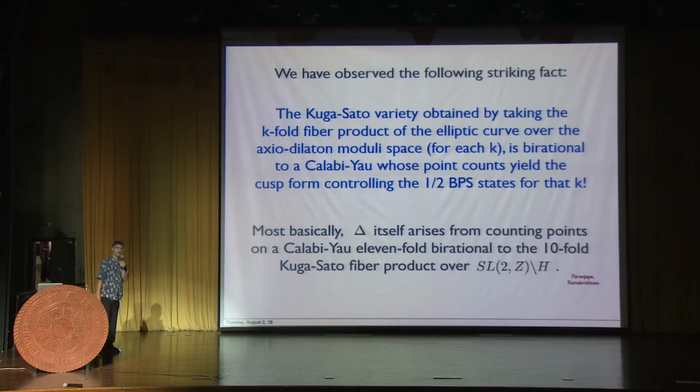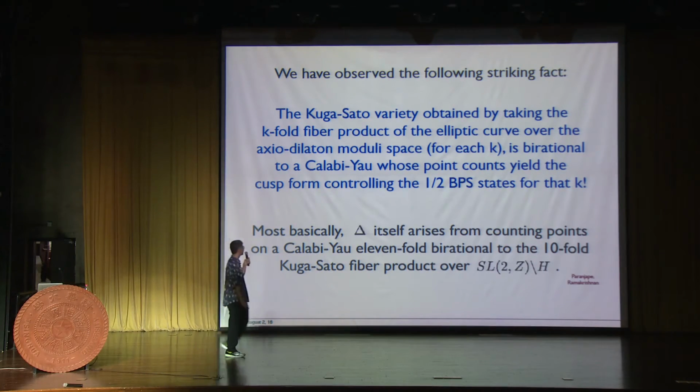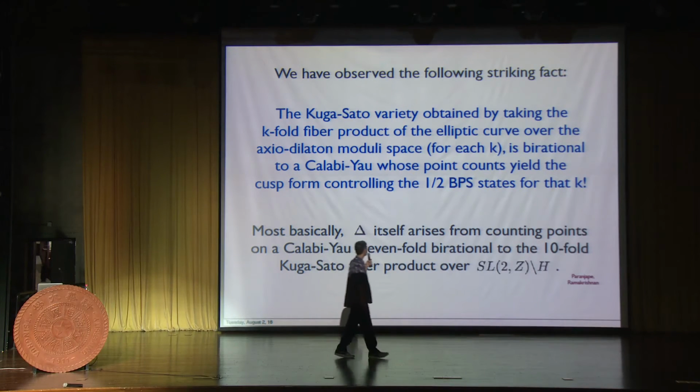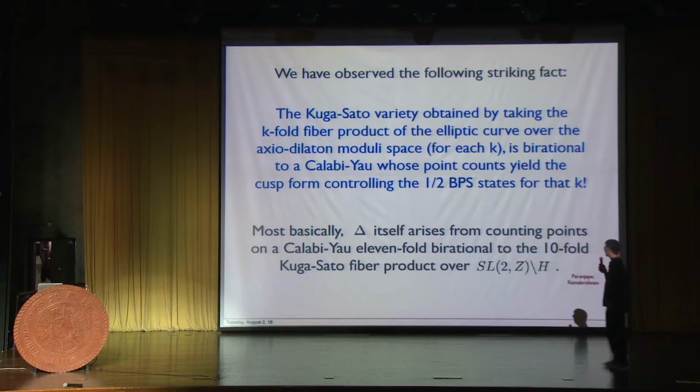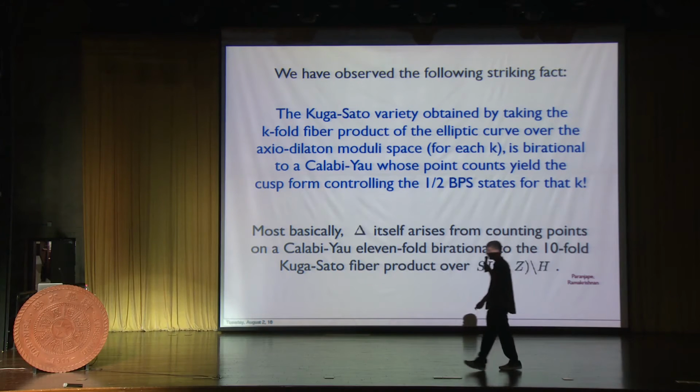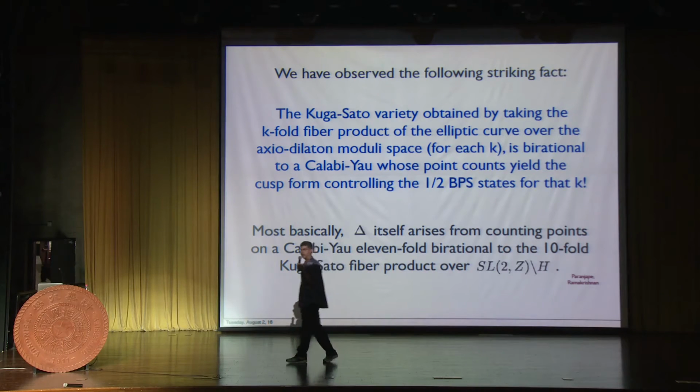So we've observed the following striking facts. The Kuga-Sato variety that you obtain by taking the k-fold fiber product of the elliptic curve over the axiodilaton moduli space for each k is birational to a Calabi-Yau whose point counts give precisely the cusp form controlling the half BPS states for that k. In other words, for instance, in the simplest case, the half BPS counting function delta itself arises from counting points in an appropriate rigid Calabi-Yau. This Calabi-Yau is an 11-fold, which is birational to a 10-fold Kuga-Sato fiber product over the axiodilaton moduli space of the heterotic string. And in fact, this manifold was found by Paranjape and Ramakrishnan, a mathematician at Caltech, a few years ago.